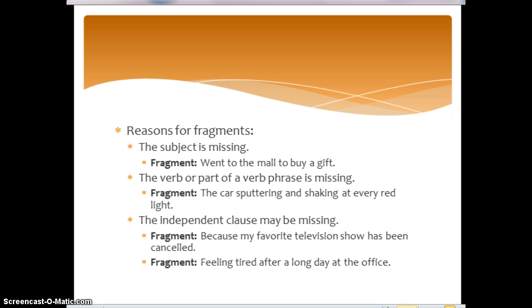And the last one, the independent clause may be missing. For example, because my favorite television show has been canceled. Again, that starts with one of those amoebas, and if it does, you need to add a complete thought, complete sentence, independent clause to the end of that fragment. The same goes with the second one, feeling tired after a long day at the office. You would need to add who was feeling tired after a long day at the office.